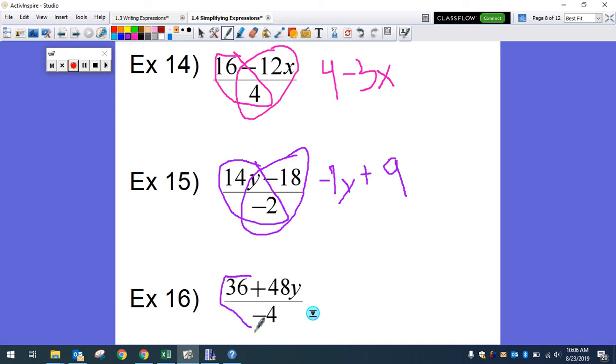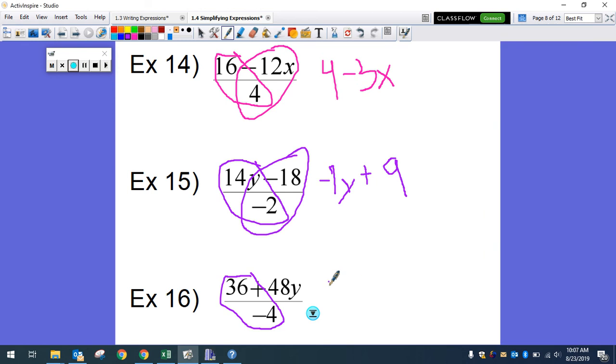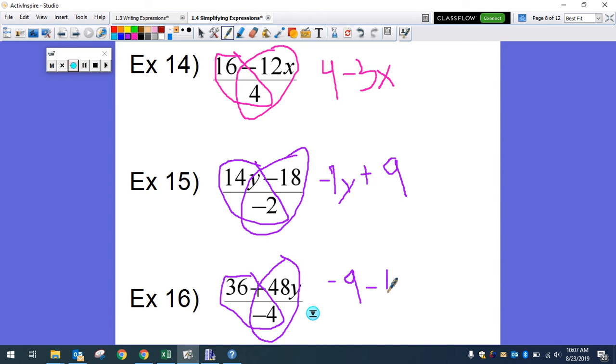All right, let's do this one. 36 divided by negative 4. That is negative 9. So I'm going to put negative 9. Now I'm going to divide these. It's a positive 48. So I'm going to do 48 divided by negative 4. And I got negative 12. So I'm going to put minus 12. And that 48 had a y, so I've got to put a y with it.